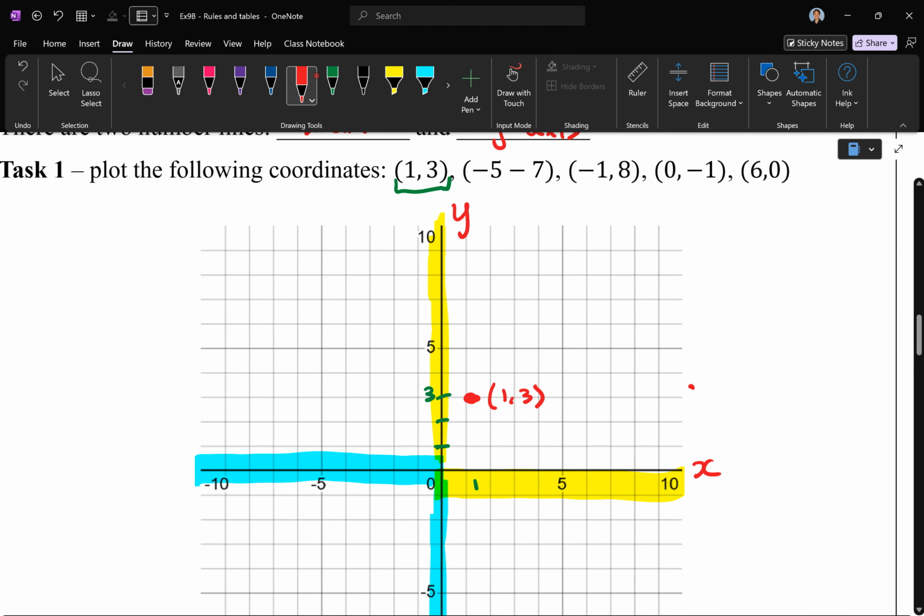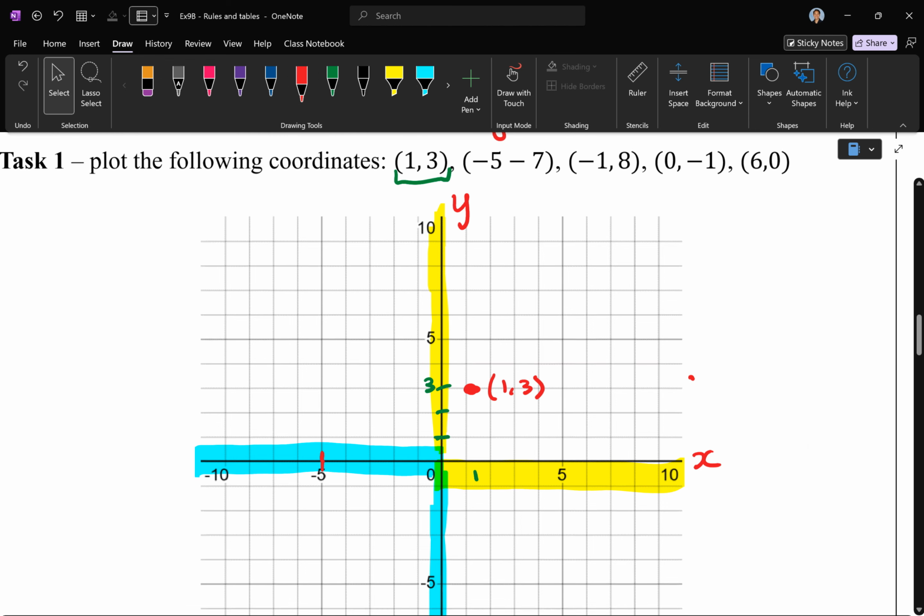Check your answers. -5, -7. So here's -5 on the x-axis.